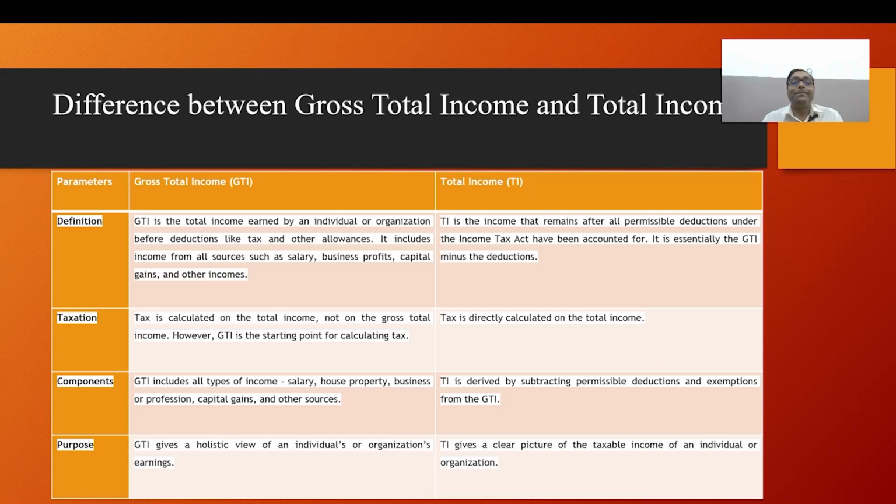Taxation. Tax is calculated on the total income, not on the gross total income. Tax is directly calculated on the total income. And third point is components. GTI includes all types of income: salary, house property, business and profession, capital gain, other sources, as a Hindu undivided family.